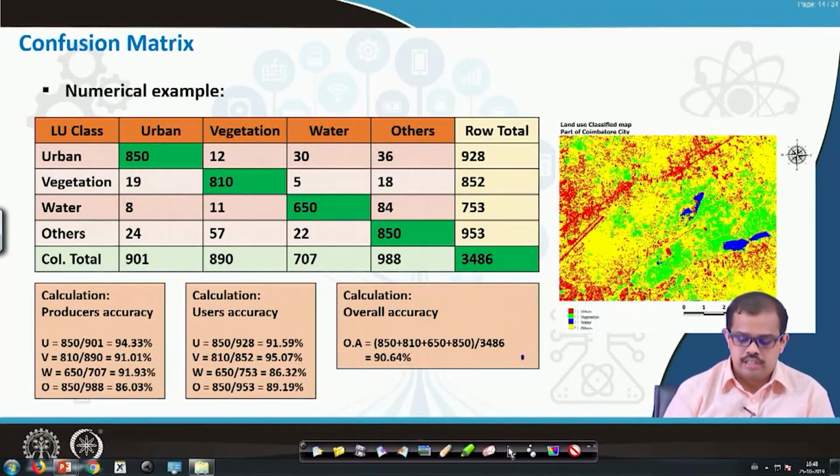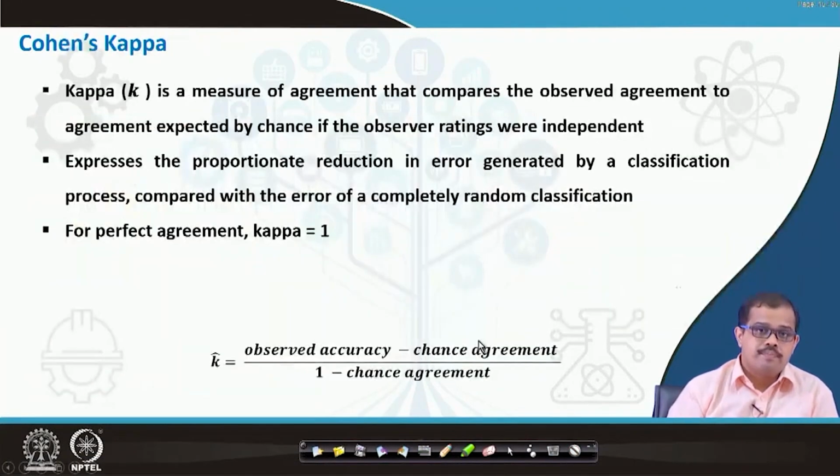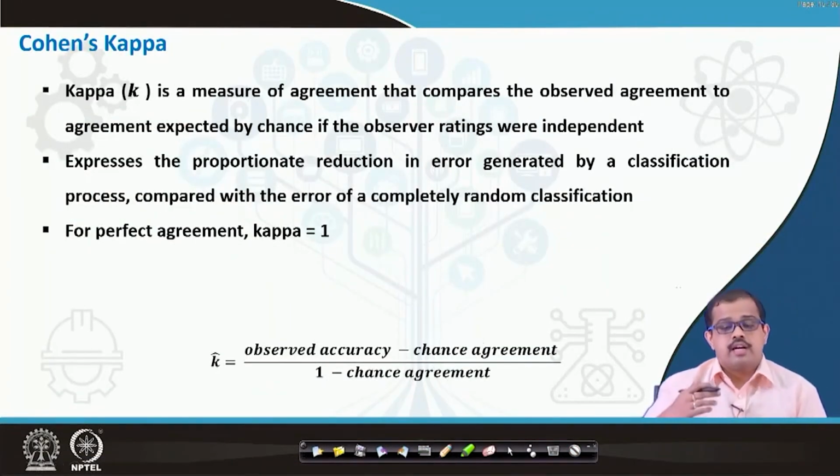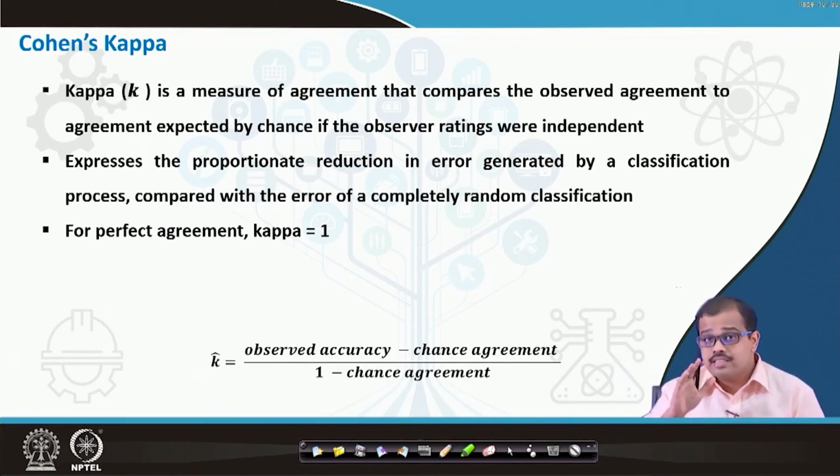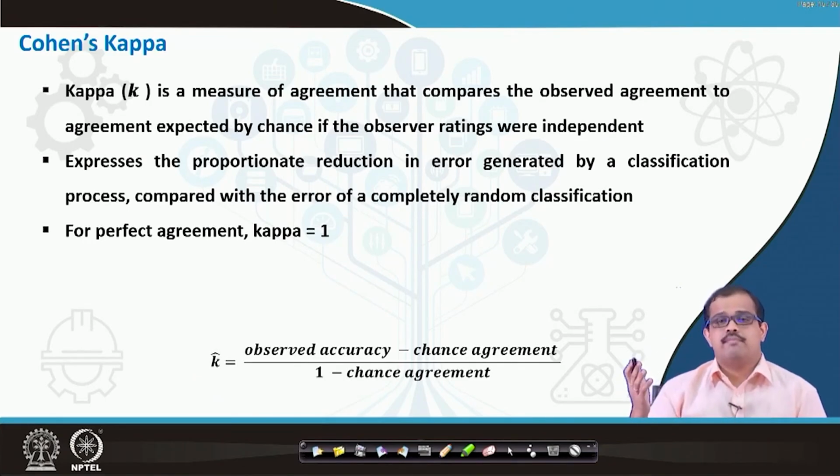Another measure to look at is using kappa. Kappa, or Cohen's kappa, is a measurement that compares the observed agreement to the agreement expected by chance if the observer ratings were independent. It is not quite dependent like your overall accuracy. For example, when you look at kappa here, it is observed accuracy minus the chance agreement, divided by 1 minus the chance agreement, the chance that a particular pixel belongs to that particular class.